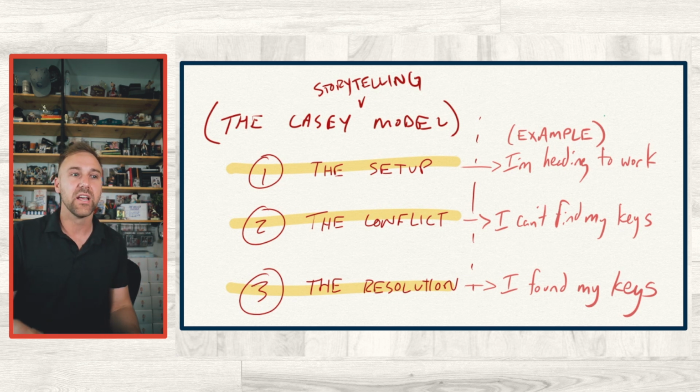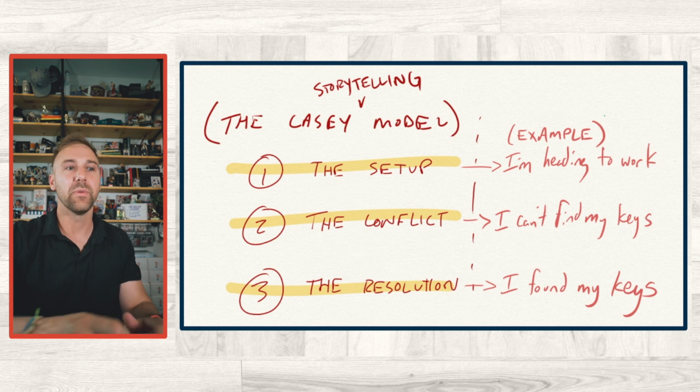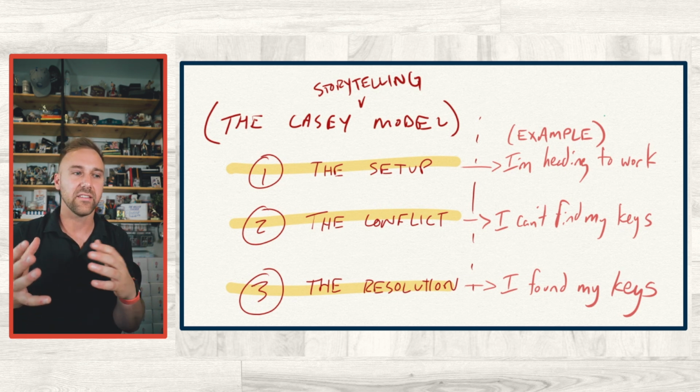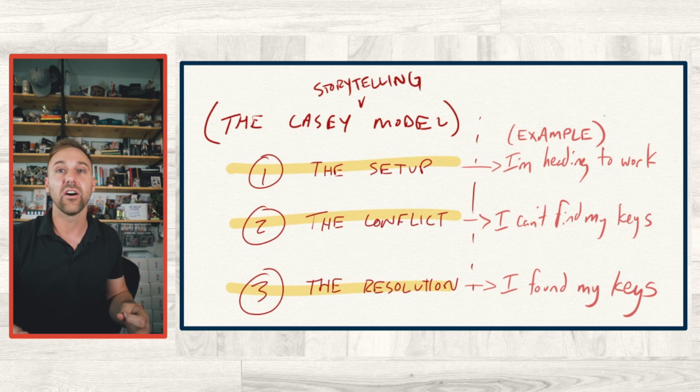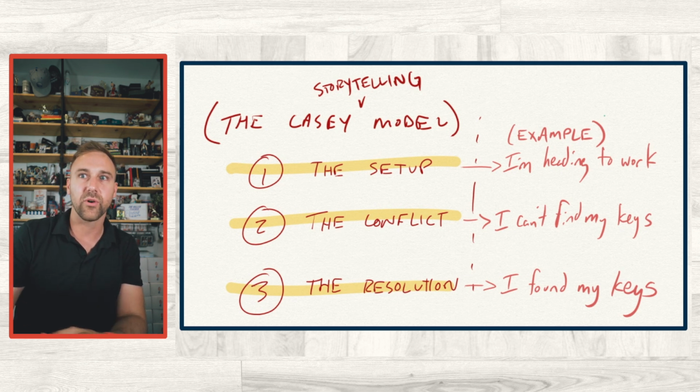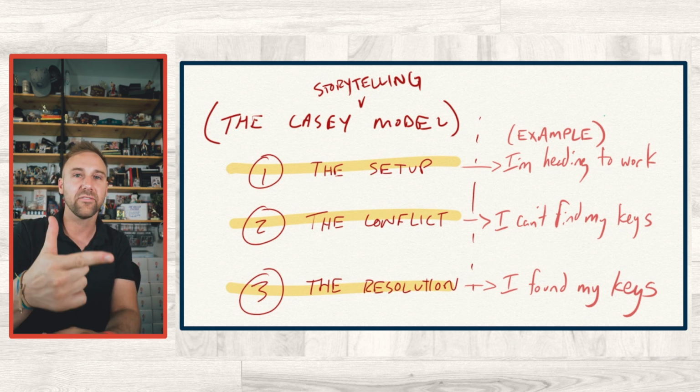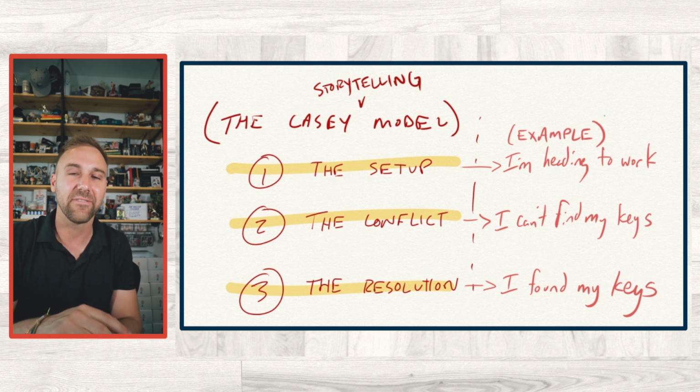And the resolution is that he stops being president. He stops being president after two terms, and that sets the template for every president after that, except for FDR. And so that's the resolution. So in the example on the screen, it is setup, I'm headed to work; conflict, I can't find my keys; resolution, I found my keys.